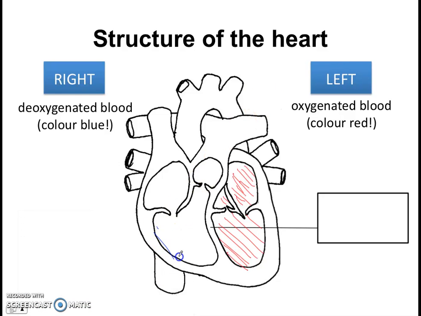Now, this is just a diagram. In real life, deoxygenated blood is not really blue, right? Deoxygenated blood has a darker red color, and oxygenated blood is brighter red. But we use this to represent it in this diagram because it's a bit easier.